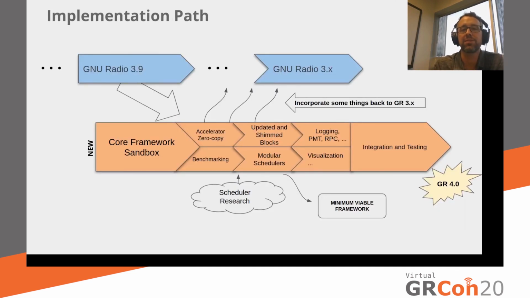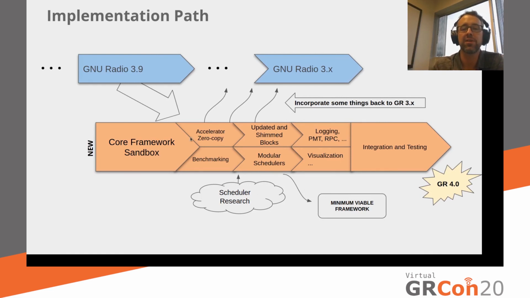So then how do we get to GR 4.0? I mean, that's a big thing to think about. What we're really thinking about right now is how do we get to a minimum viable framework. We want to get to something where folks can do scheduler research, where folks can develop a domain-specific scheduler for their specific hardware or their specific use case.